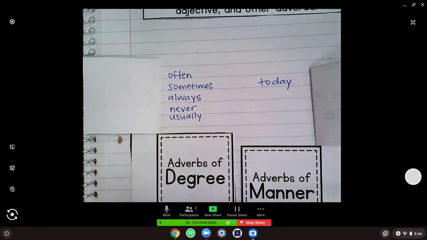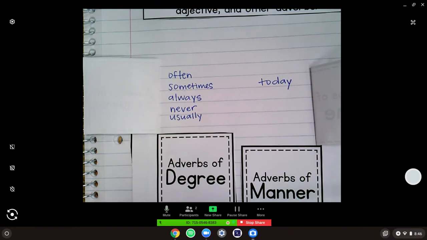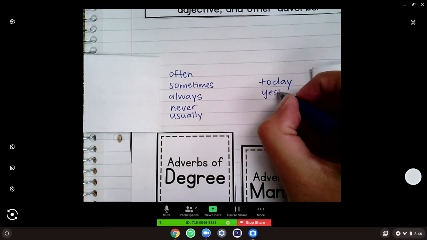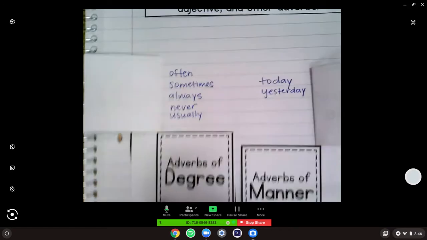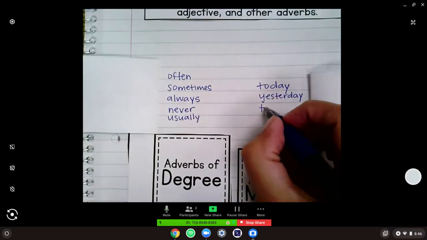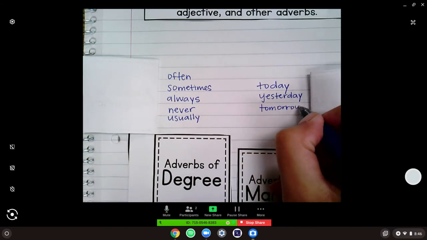Monica? Maybe all the time. We want just one word. Remember adverbs? We want just to be one word. We said today. What else could we do, Camille? We could do yesterday. There's one more that kind of goes with that. Can you think of it? Today, yesterday, Alasia, and tomorrow. Tomorrow.